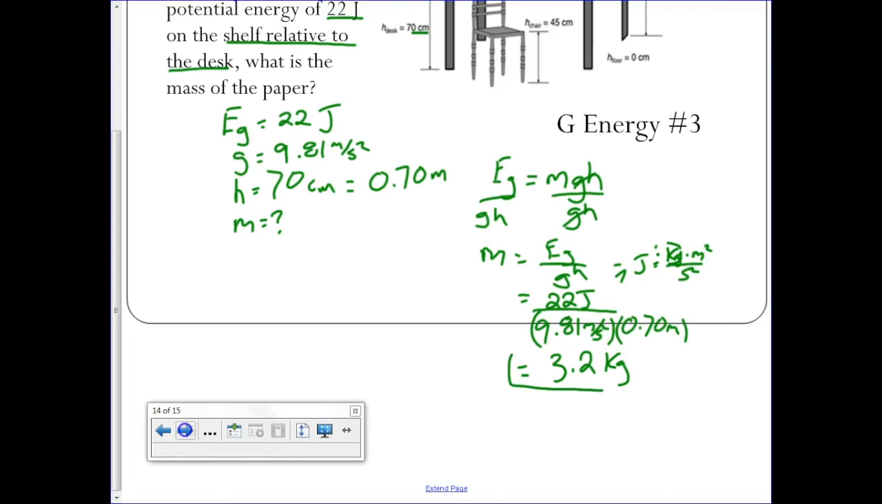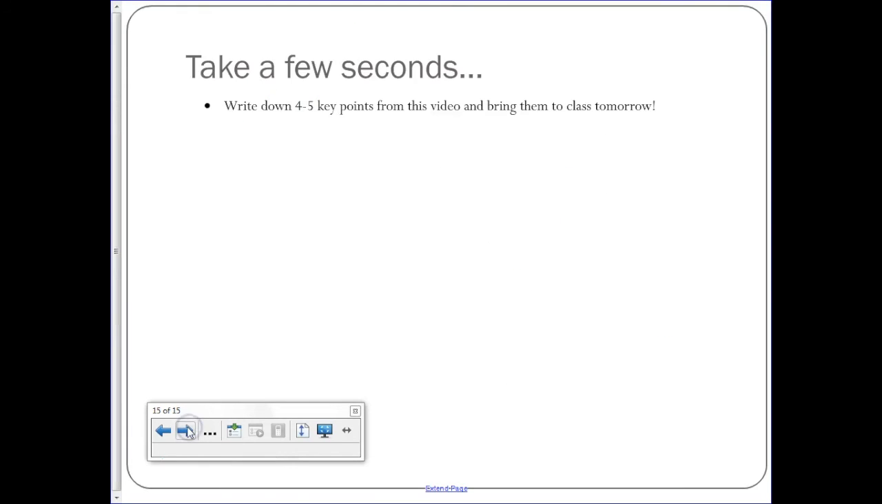So we see this with all of our significant digits all wrapped up in a pile. Make sure you're taking a look at what you're relative to. So take a few seconds, write down 4 or 5 key points from the video and bring them to class tomorrow. Again, we'll be practicing a lot more of this, so good luck. We'll see you tomorrow.